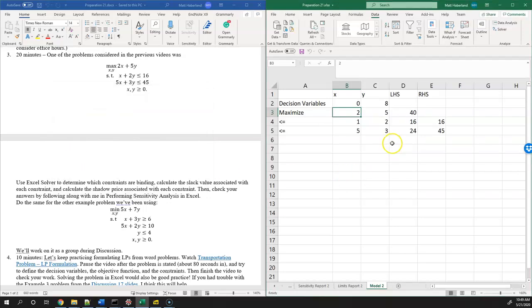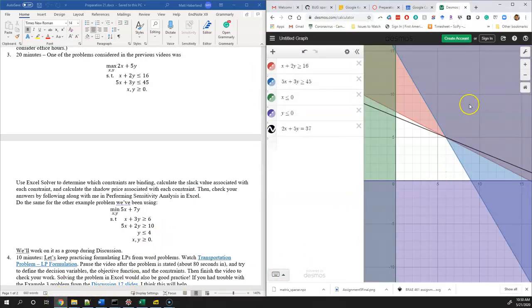Before we look at those reports, that generated these different reports: answer report 2, sensitivity report 2, and limits report 2. Here's my spreadsheet model; it puts them before there. Before we continue and look at those reports, we want to look at the problem graphically. I've already set up the problem in Desmos.com's graphing calculator, and we can see this is not the optimal value of the objective function. It is up at 40. Here we go. Our solution is 0, 8 as we saw before.